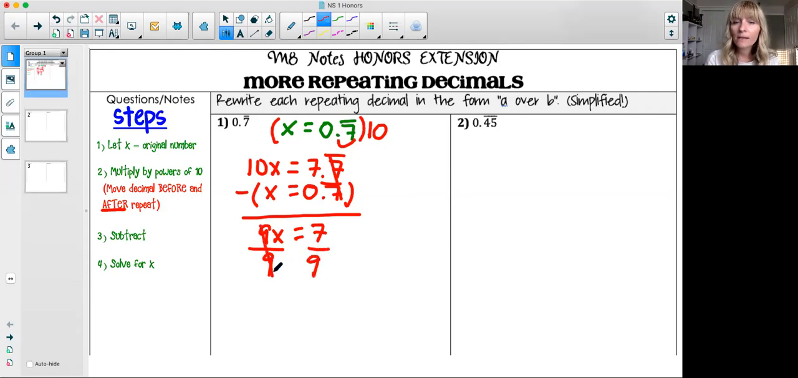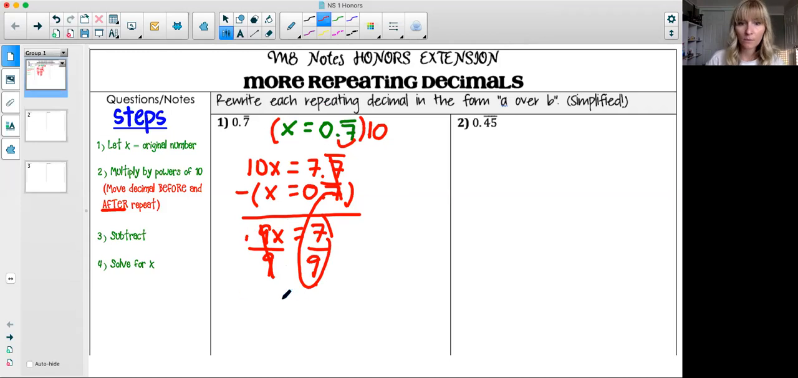Now this is the point where so many students grab their calculators and they type it in and they go, oh, Miss McGowan, I typed in 7 divided by 9 and I got 0.7 repeating. Well, of course you did. That was the original decimal. What we're looking for now, don't type it in your calculator, what we're looking for now is this fraction right here. Look what you just got.